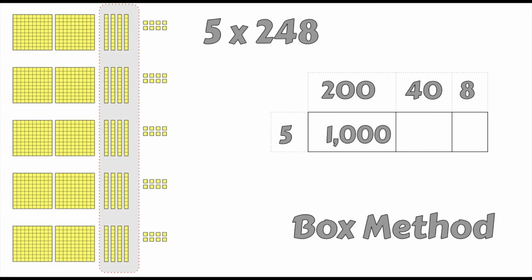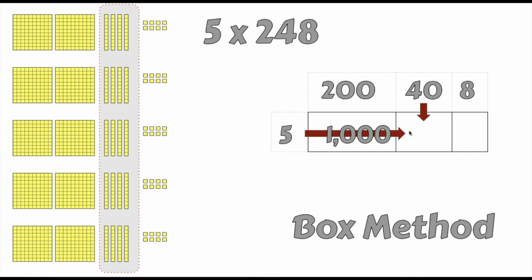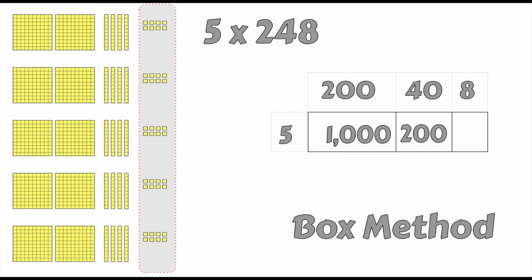Next, I notice that I have 5 groups of 40, or 5 times 40. And so I could solve 5 times 40 to figure out how many tens there are. It makes sense that we're doing 5 times 40 to find this section right here. Now to solve 5 times 40, I know 5 times 4 is 20, which means 5 times 40 is 200 because it's 10 times greater. Last but not least, I see that I have 5 groups of the 8 ones, so that's just 5 times 8, which is just 40.